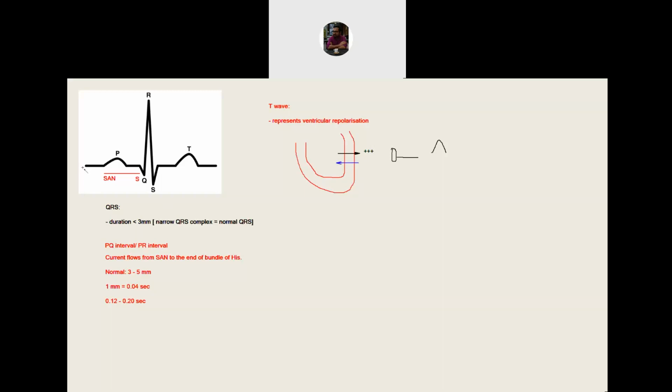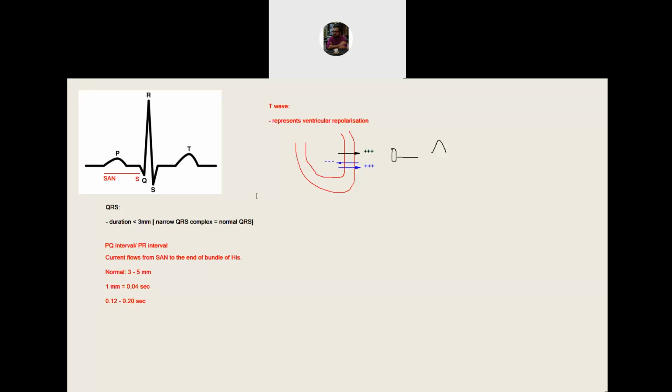So, and this is the negative current. A negative current in one direction is equivalent to a positive current in the opposite direction. So this can be mathematically represented as this. Because the direction of depolarization and repolarization are opposite, that is why it also gets picked up as a positive wave and the T wave becomes positive.